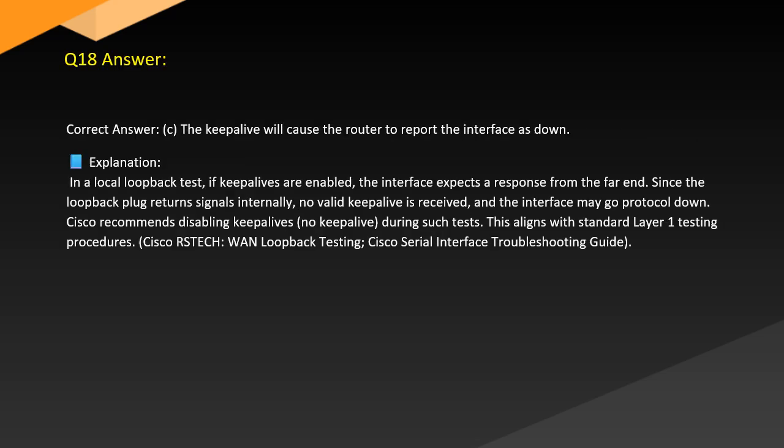Answer. Correct answer: C. The keepalive will cause the router to report the interface is down. Blue Book explanation: in a local loopback test, if keepalives are enabled, the interface expects a response from the far end. Since the loopback plug returns signals internally, no valid keepalive is received and the interface may go protocol down. Cisco recommends disabling keepalives, no keepalive, during such tests. This aligns with standard layer 1 procedures. Cisco RSTECH loopback testing. Cisco Serial Interface Troubleshooting Guide.